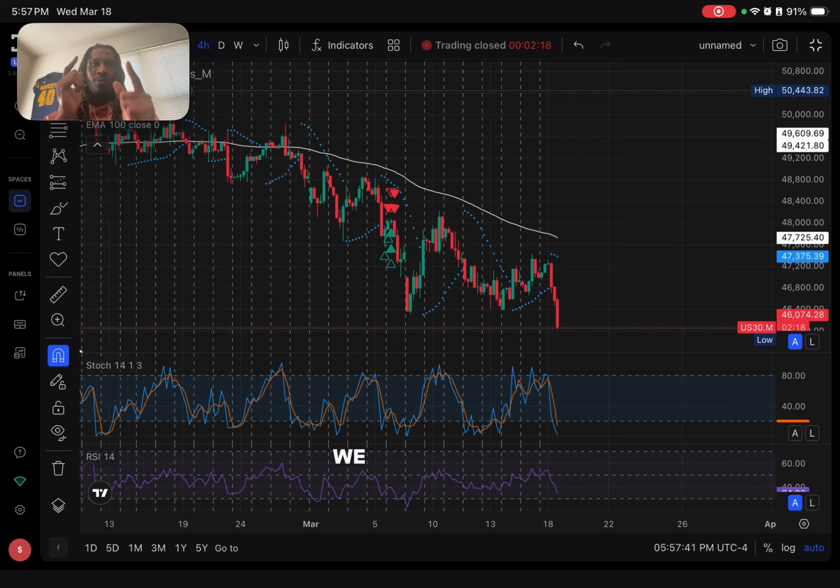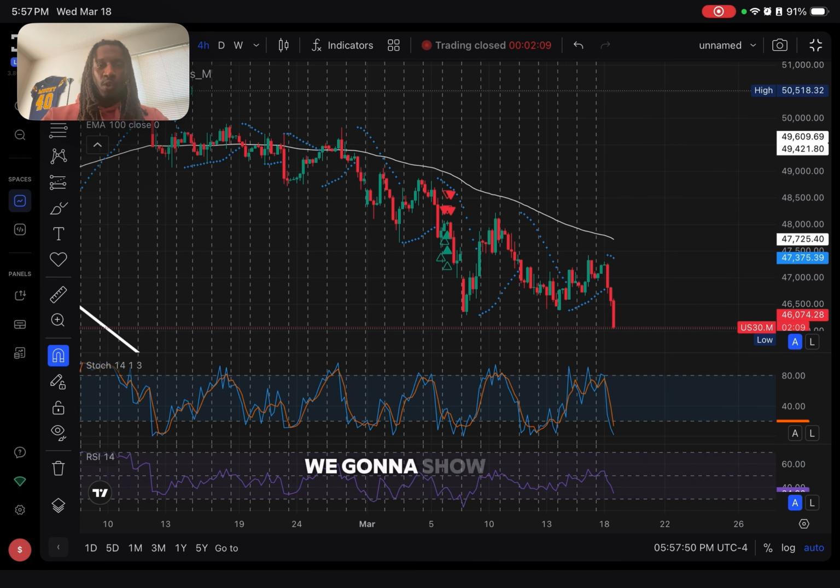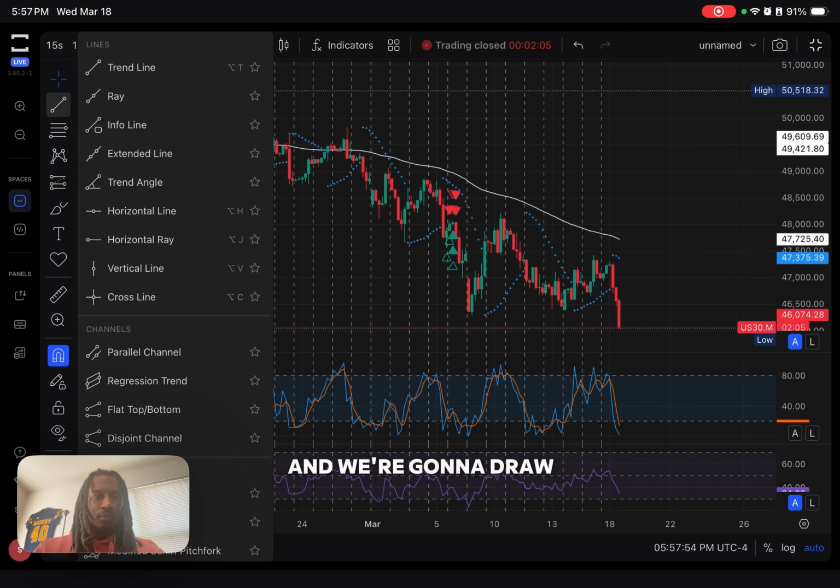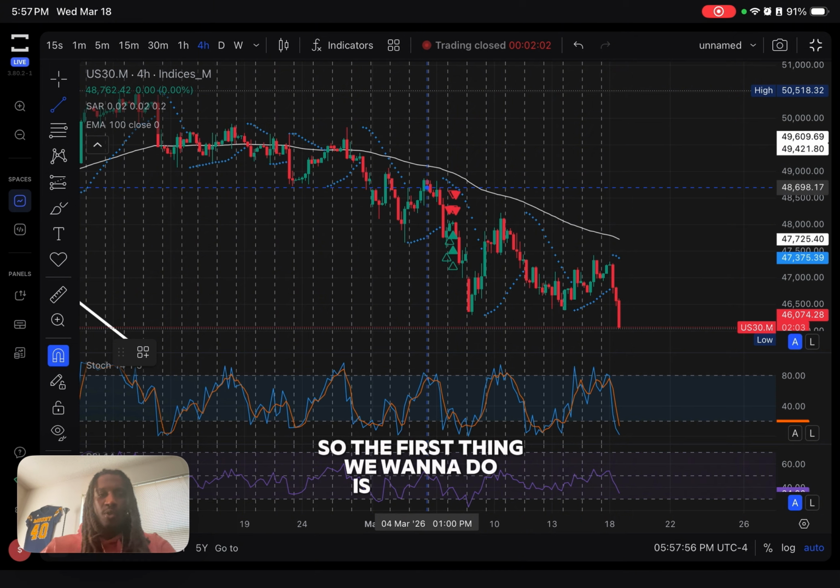So with that being said, we look at the higher and the lower time frames and they give us an accurate reading of what's going on. First things first, we're going to draw. I'm going to show you with the top down. We're going to come right here and we're going to draw our trend line. The first thing we want to do is draw our trend line, right?